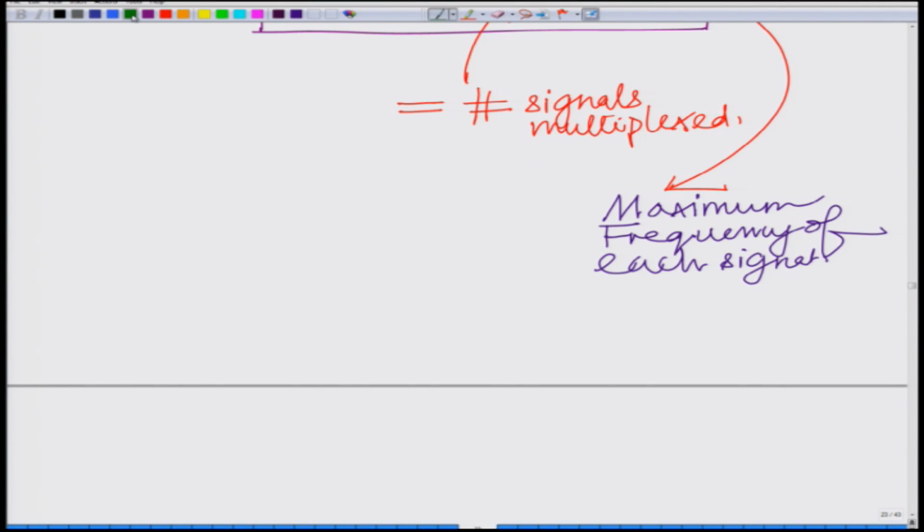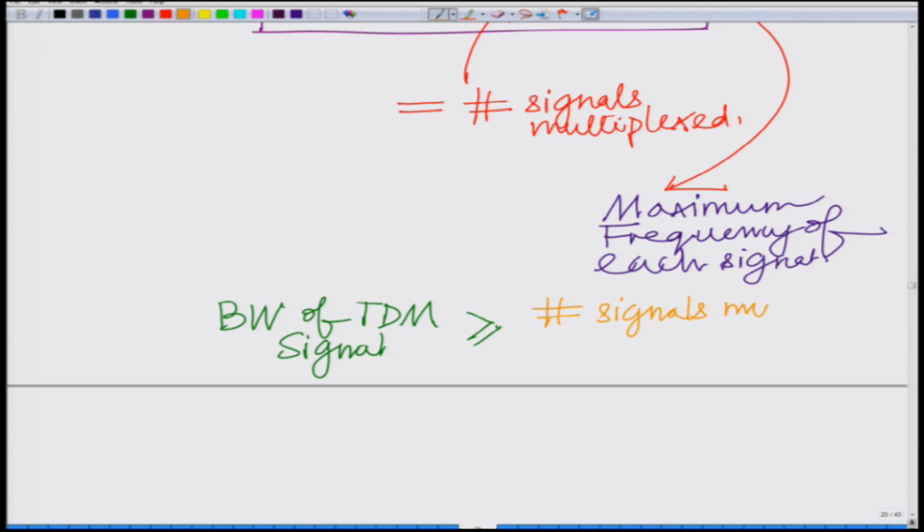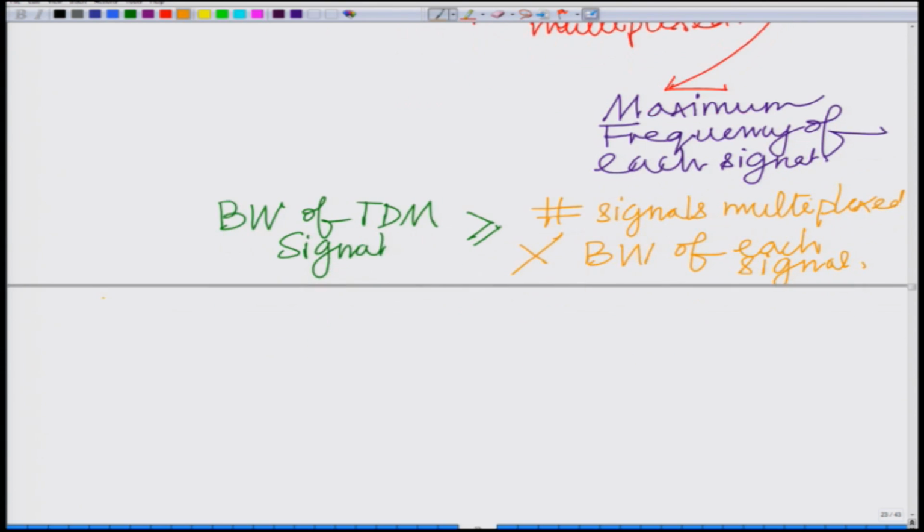So, basically the bandwidth of a TDM signal is greater than or equal to the product of the number of signals multiplexed times the maximum frequency, that is, the bandwidth of each signal. So, that is the relation that we have for the bandwidth of a TDM signal.